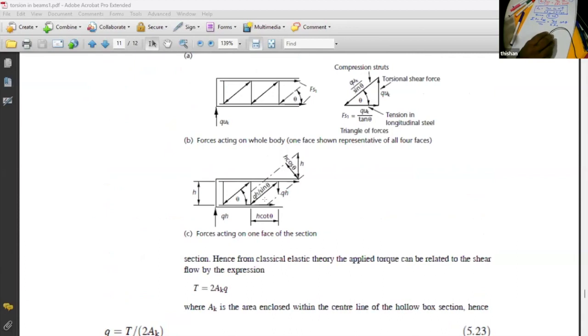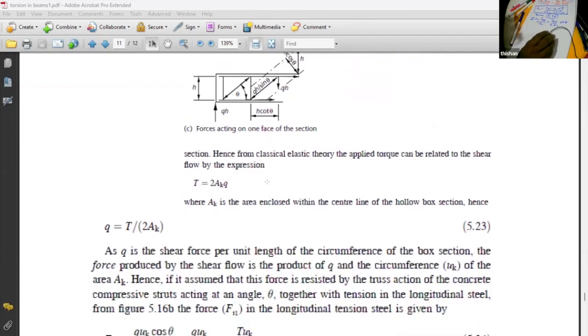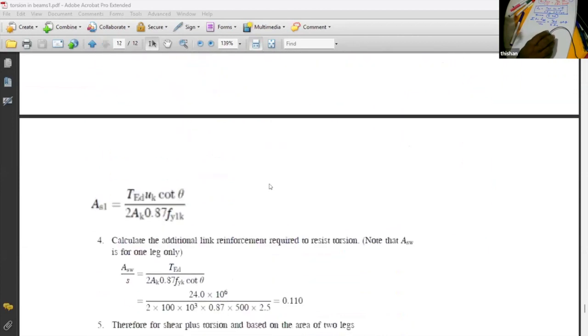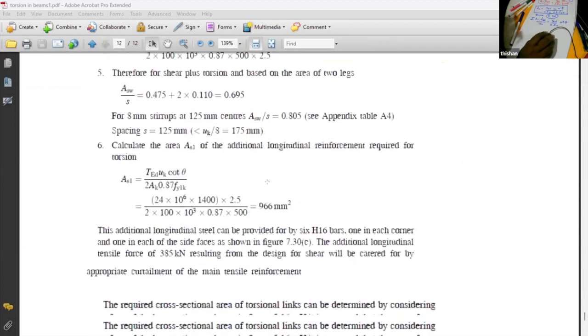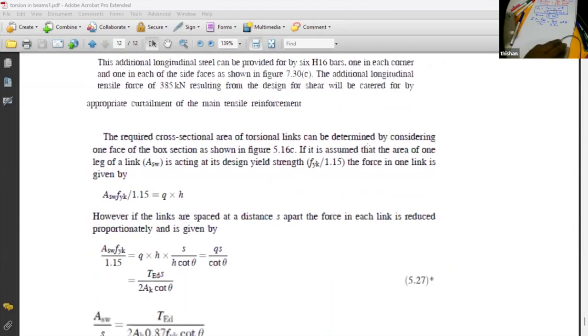And if you are providing some reinforcement, the reinforcement should resist this Q h. If you are providing one reinforcement, it should resist this Q h, but we may have a number of reinforcements at spacing s. Because of that, we can actually get rid of this h in the equation. We can replace h with s. So you can look at this one.